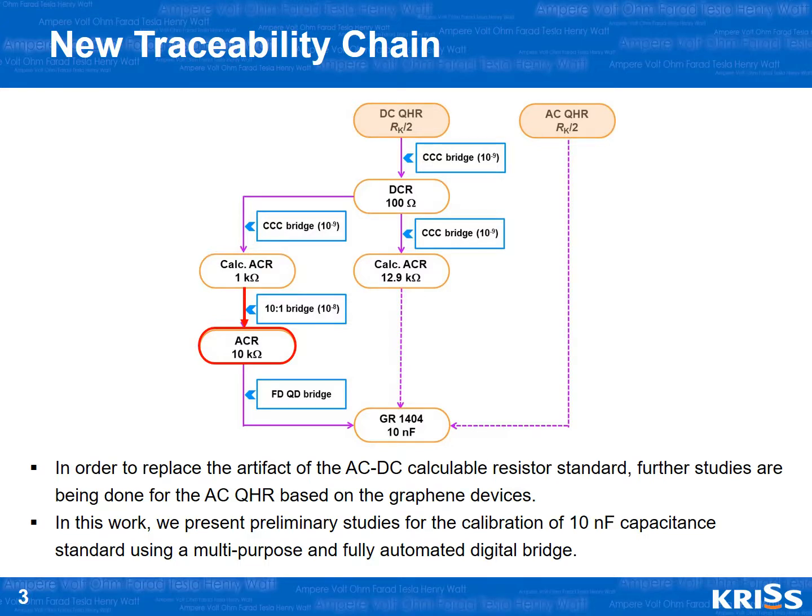Then the 10 nanofarad capacitor can be calibrated from the 10 kilo-ohm AC standard resistor using a 10:1 ratio bridge at 1.541 kHz. At this frequency, the resistance to capacitance ratio is approximately 1:1. The 10 nanofarad capacitance can be measured against the 1 nanofarad capacitance from the current chain presented before, so the two chains can be compared.